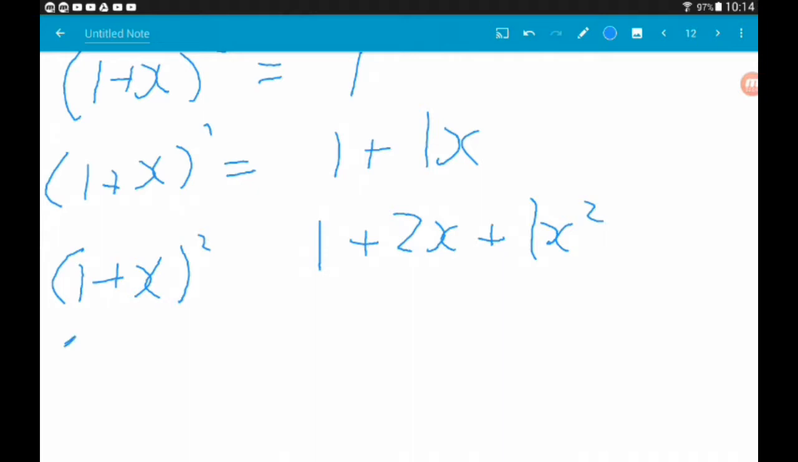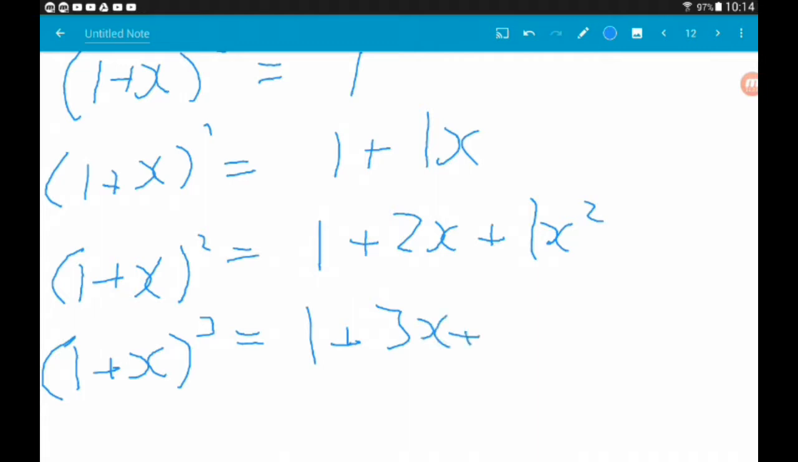Let's go up another power. So let's go to 1 plus x to the power of 3. Now we could do that. That's a triple bracket expansion. 1 plus x times 1 plus x times 1 plus x. We were doing things like that at GCSE. So we could do this. What we would get is 1 plus 3x plus 3x squared plus 1x cubed, like that.